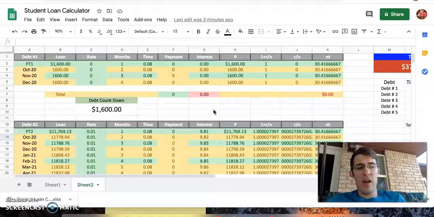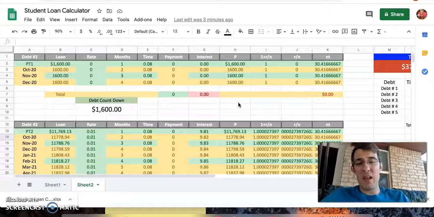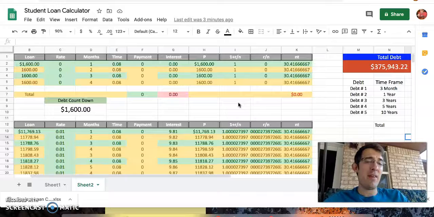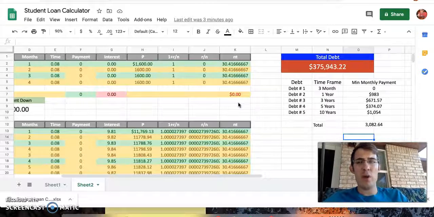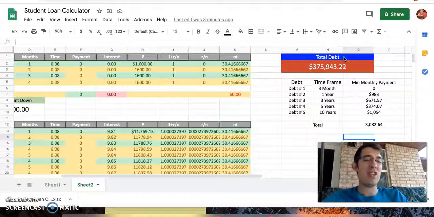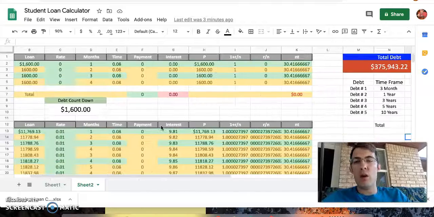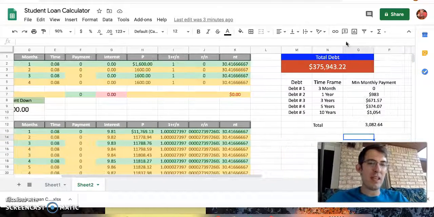So, all that said, with everything and in the time frame that I want to pay down everything, I owe about $375,943.22. So I'll kind of break down where I get this number.